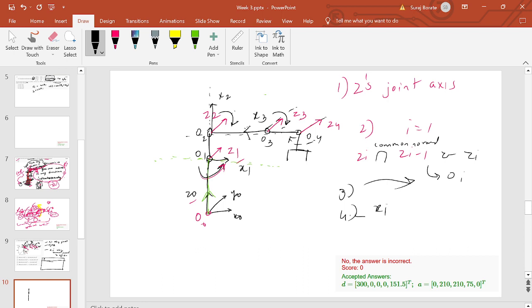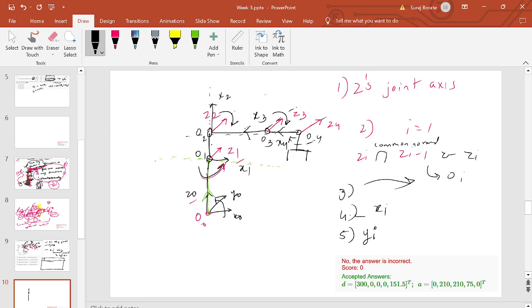Similarly, this is the common normal, I can put X4. Now how do I put Y? yi will be the one which completes the right hand frame. What is a right hand frame? If you rotate X to Y, you should get Z. You do a counterclockwise rotation from X to Y, you should get Z. So this particular thing is fine. X to Y, if you rotate, you are getting Z.